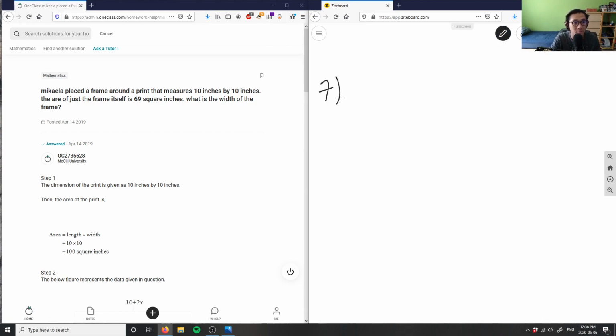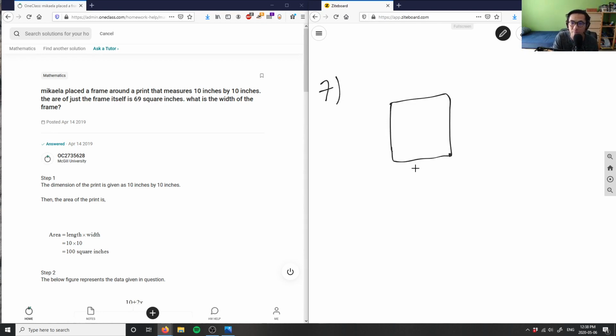So that number 7 is asking, Michaela places a frame around a print that measures 10 by 10 inches. The area of just the frame itself is 69 square inches. What is the width of the frame? Okay, so I know that this here is the print, right? So I can say here it's a square. So let me draw this out.